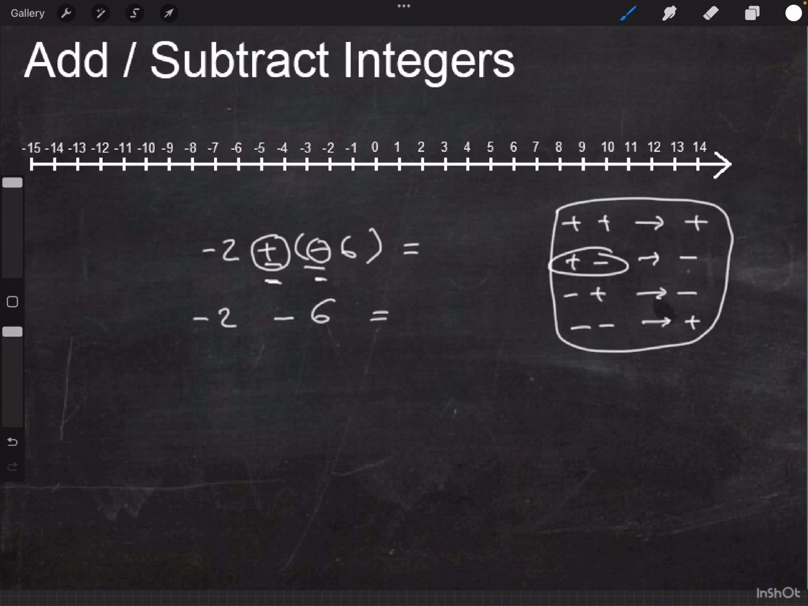All right, so now it becomes simple again. To do this math, we look at -2 on the number line, which is right here, and subtract means we go to the left, 6 units right here. So we start here: 1, 2, 3, 4, 5, 6, and we stop at -8. The -8 is the answer for this math.